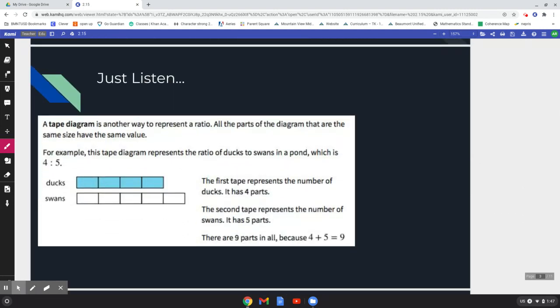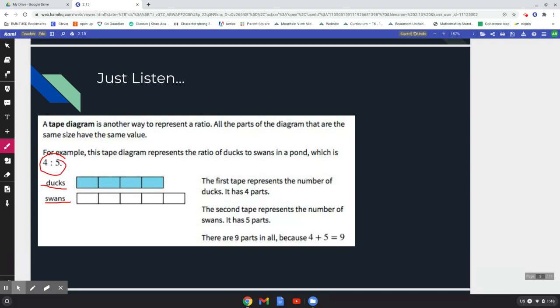It says a tape diagram is another way to represent a ratio. All the parts of the diagram that are the same size have the same value. So this here, what you see, that is a tape diagram, the blue and the white. For example, this tape diagram represents the ratio of ducks to swans. So you have ducks here, you have swans here, and your ratio is 4:5.